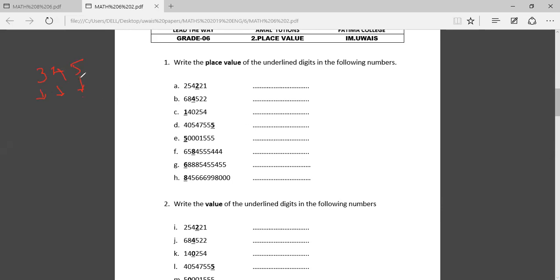Right. What is the place value of this five? Five thousand? No. Value, place value. Is it ones or tens? In 345, the place value of five is ones. The place value of four is tens. The place value of three is hundreds. Is it clear? Okay.